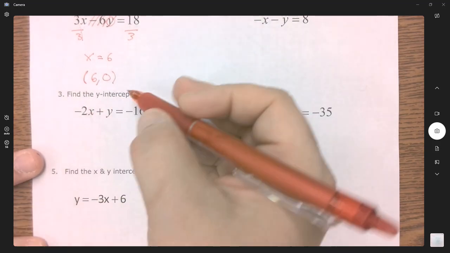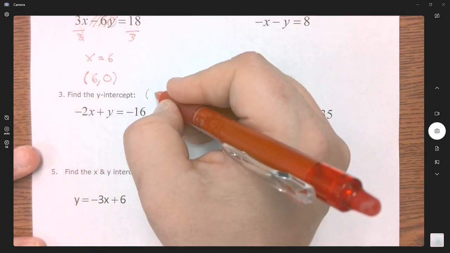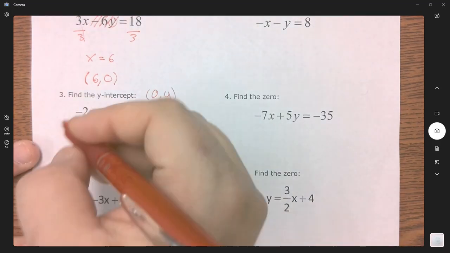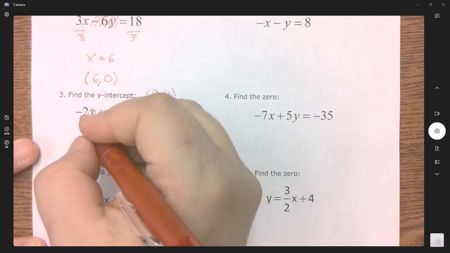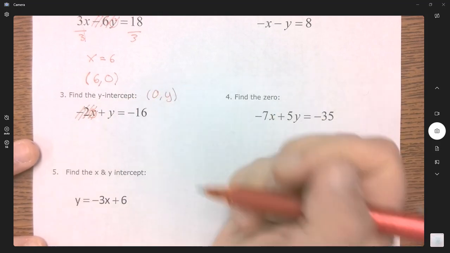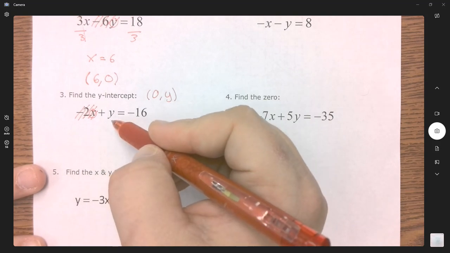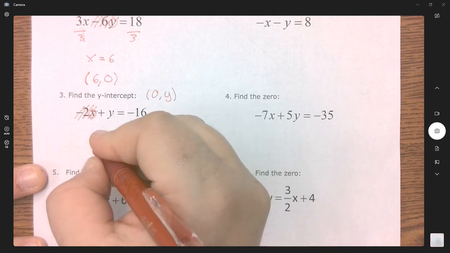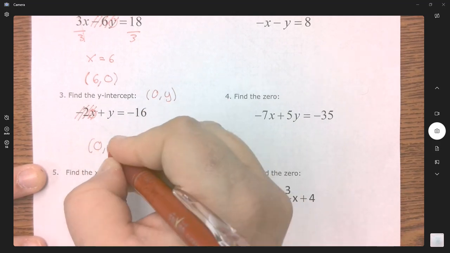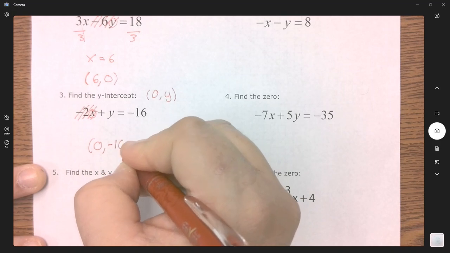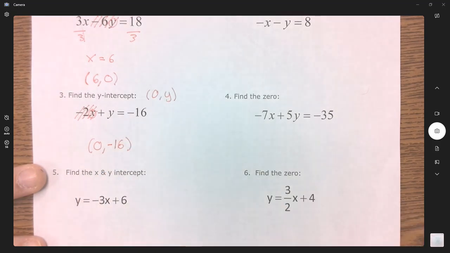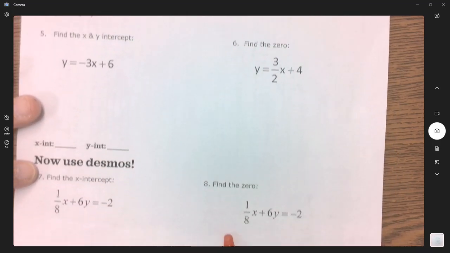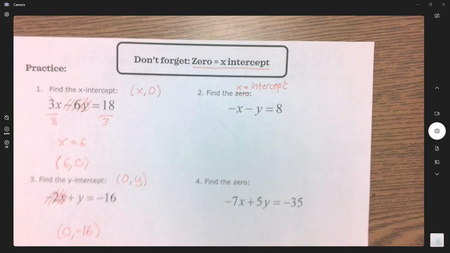Similarly, to find a y-intercept, remember that I need to have a 0 for x, and I'm finding my y. So if x is 0, it would cancel this term out. And happily enough, this is already solved for us. Y equals negative 16. Ta-da! That one's already done. Nice. So when x is 0, we get a y-intercept of 0, negative 16. Okay? Remember, you're solving 2, 4, 6, and 8, and you can use Desmos or the algebraic method that I've shown you here.